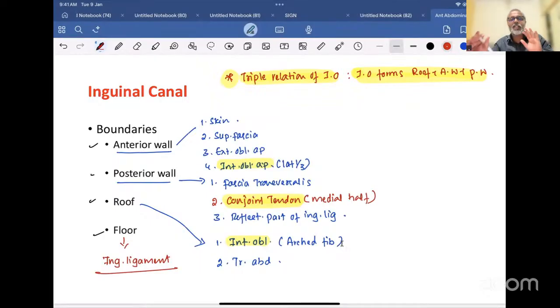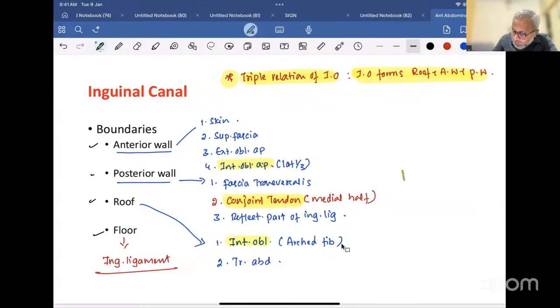Done? So this is how we write it. Now the big question: what diagram to draw for the inguinal canal? The diagram of the inguinal canal looks very tough, right? So how do we draw it? Now remember, you don't have to worry too much about the diagram here.